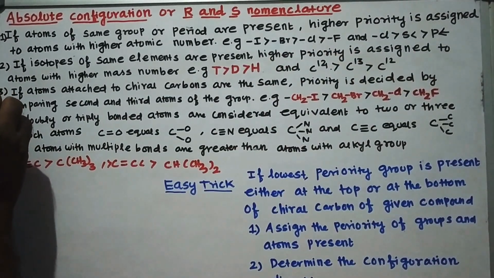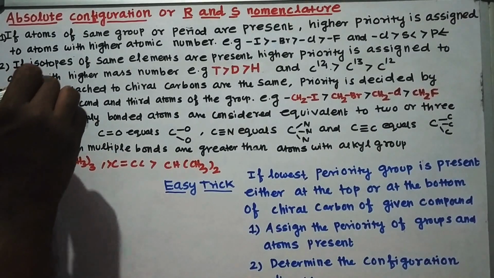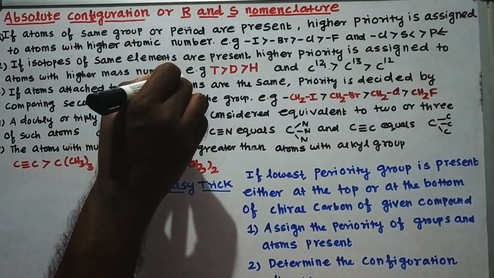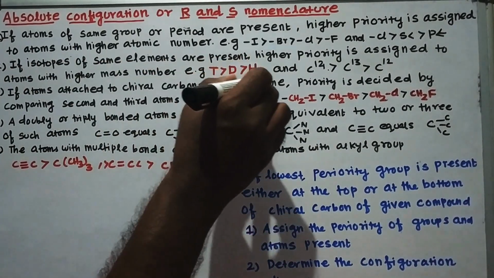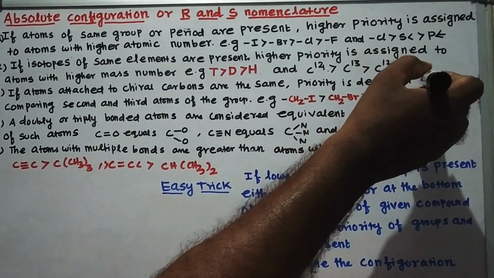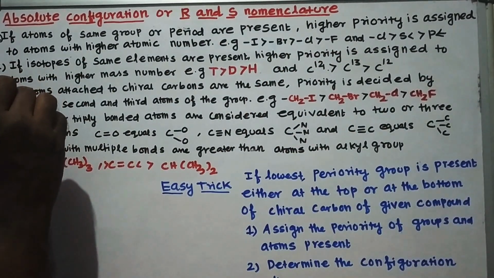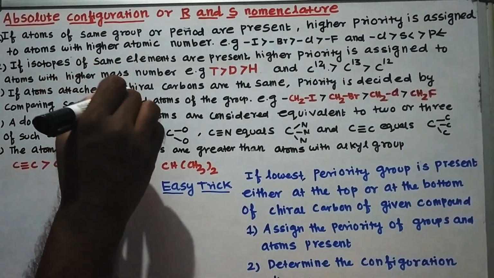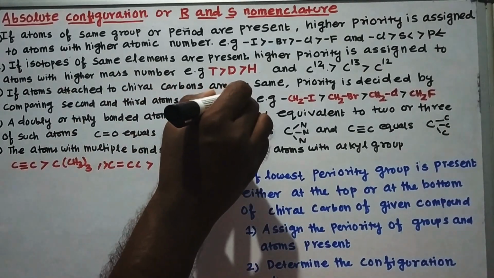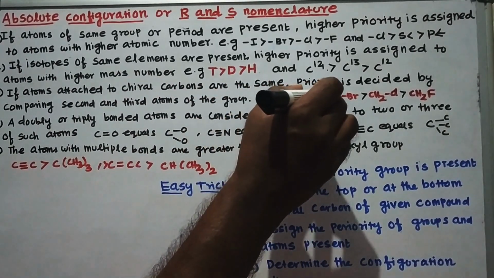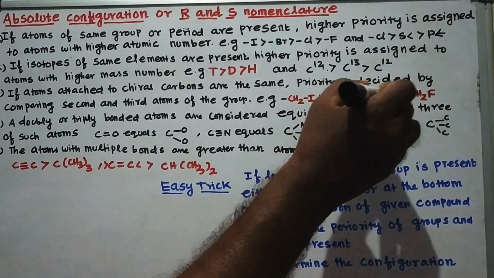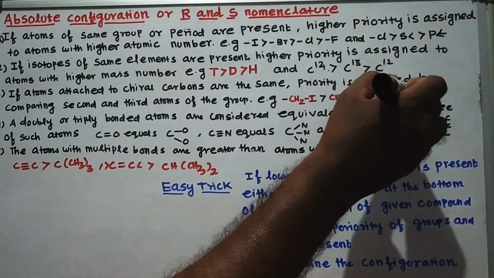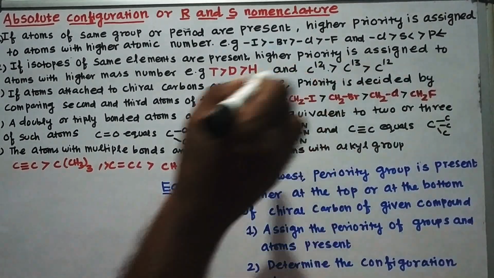Rule number 3: if atoms attached to chiral carbons are the same, priority is decided by comparing the second and third atoms of the group. For example, CH2Br is greater than CH2Cl, and CH2Cl is greater than CH2F.